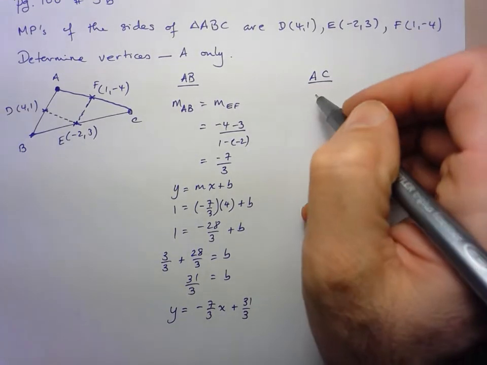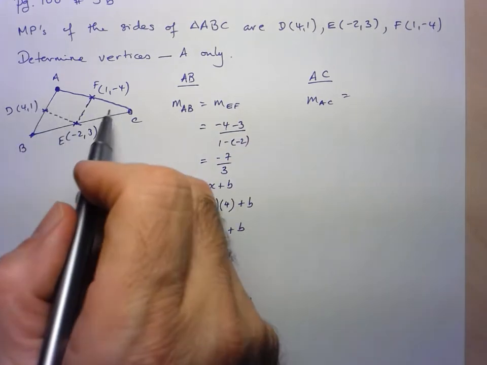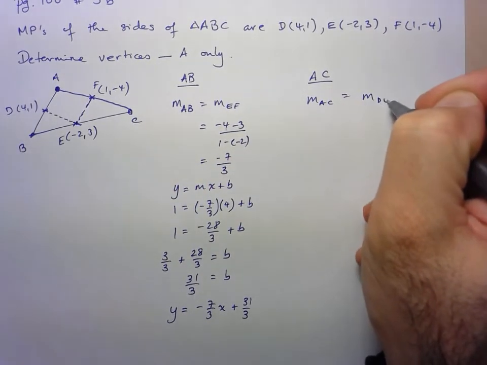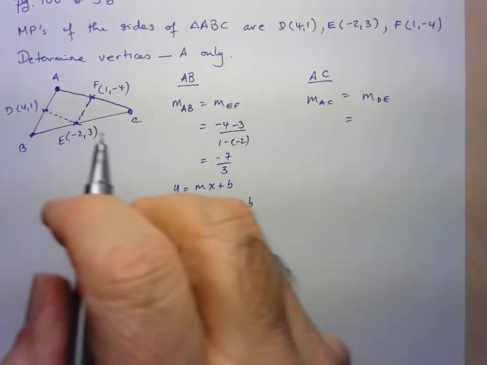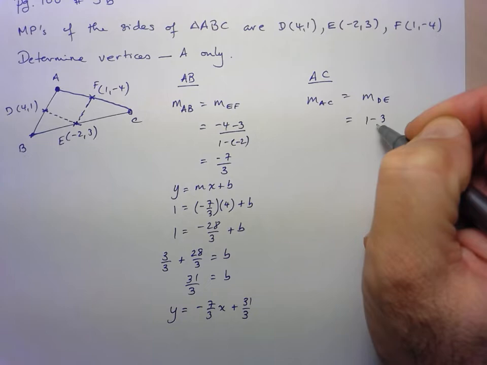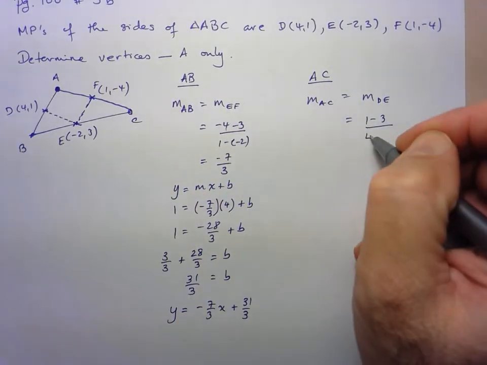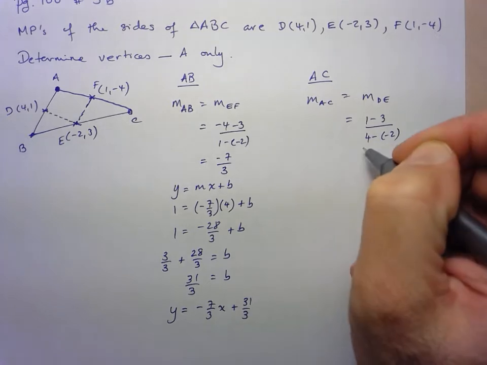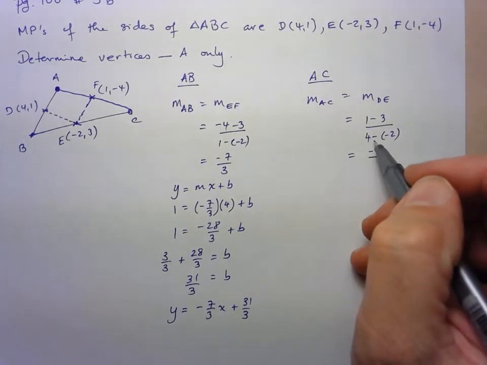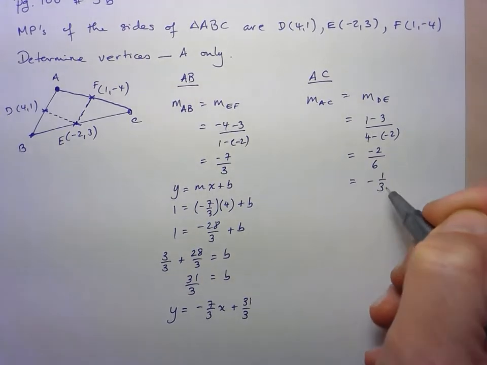Okay, so the slope of AC is going to be equal to the slope of DE. So let's find the slope of DE. Here we have 1 minus 3, and here we've got 4 minus negative 2. And so here we've got negative 2 over 4 plus 2 is 6. So here we've got negative 1/3.